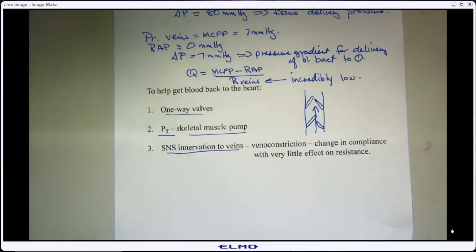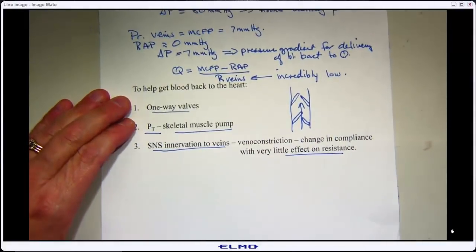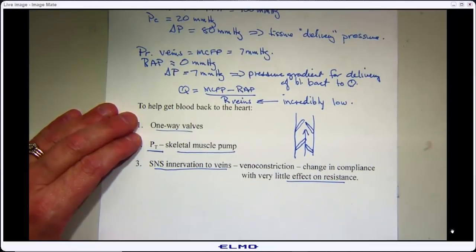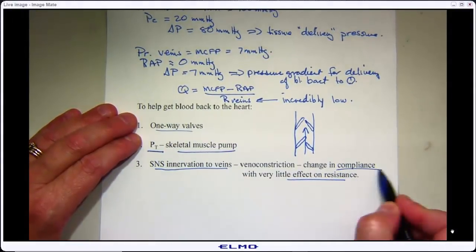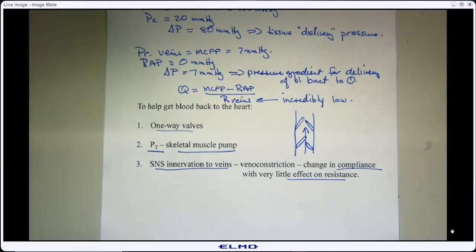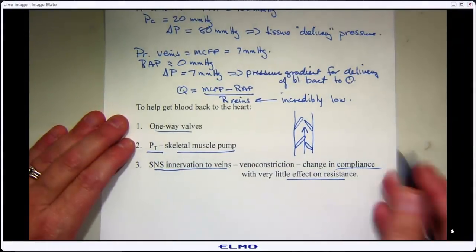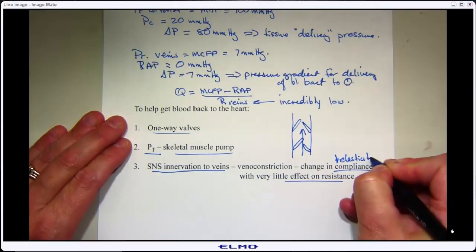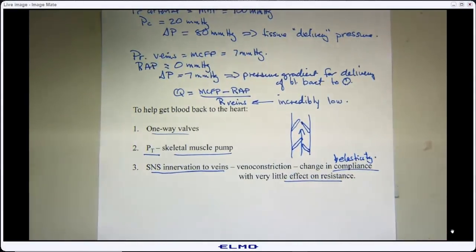Okay, so this maneuver is a little bit different. At the end of the day, there's very little effect on resistance because we can't have that. So we can't be built that way. It won't work. But it changes the compliance of the vessel wall. Okay, we're going to change its elasticity. So venoconstriction will decrease. Elasticity is a word people tend to understand a bit more. We will drop the elastic nature of this.